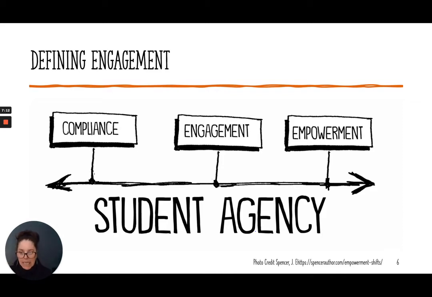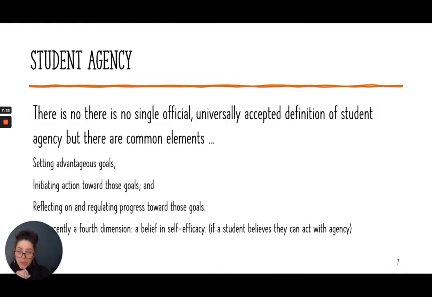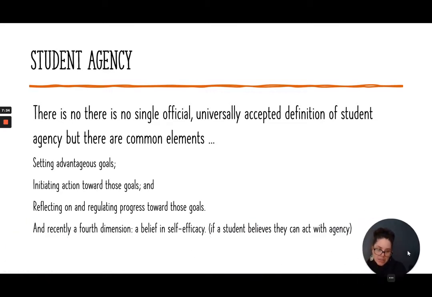So let's dig in a little bit around student agency and think about where that work comes from, and then offer a couple of ways of doing things that would help you invest in that student empowerment. So there's no universally accepted student agency definition, but there are some major common elements. So let's take a look at what those elements are.